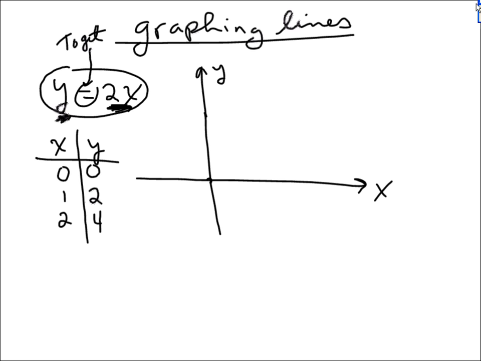So I plot the point 0, 0. I plot the point 1, 2. And I plot the point 2, 4. Take my straight edge and I connect the dots. And it's done. That problem is done. Let us do another one.